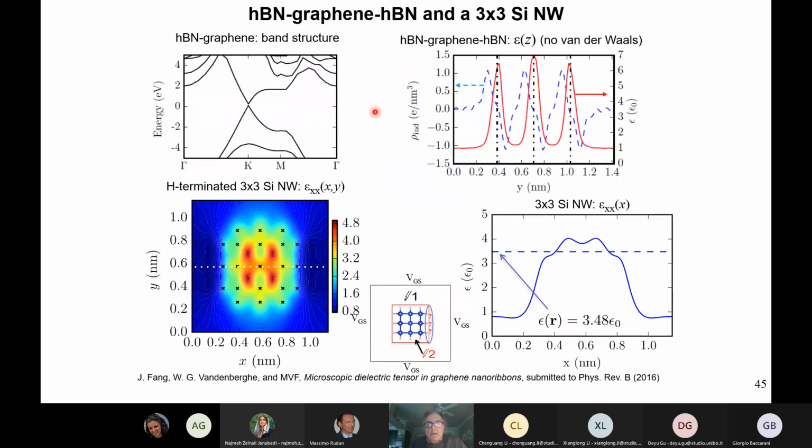We studied also graphene on hBN, and a 3x3 atoms silicon nanowire. And you see again that for the nanowire in vacuum, the dielectric constant that you get in the middle of the wire is very small, much smaller than 11.7 or 11.9, whatever you prefer. So this is just the longitudinal component of epsilon. And you see that we get a value which is less than a third of what we would expect.